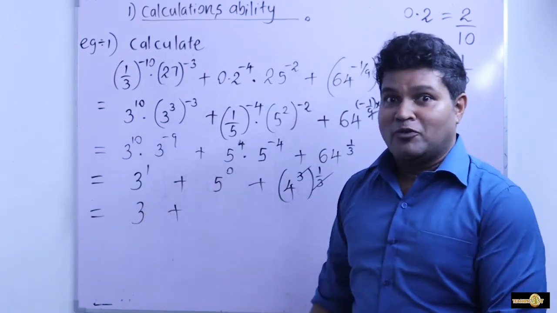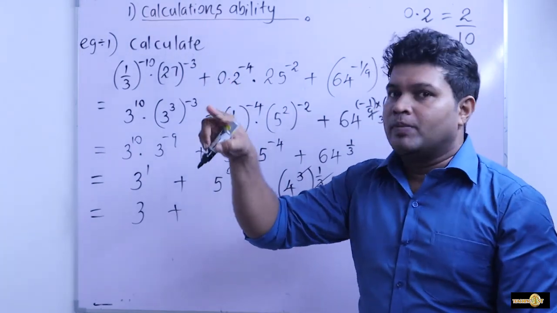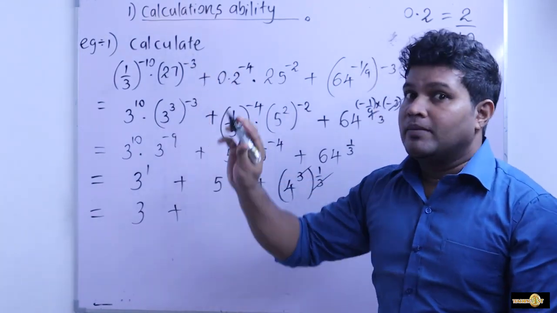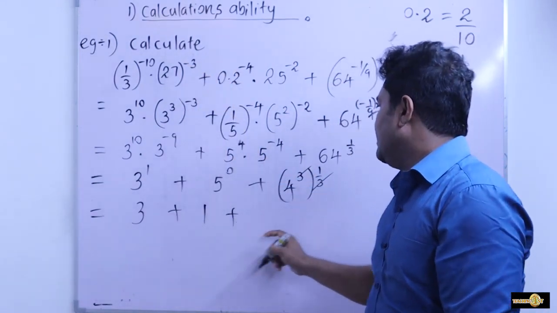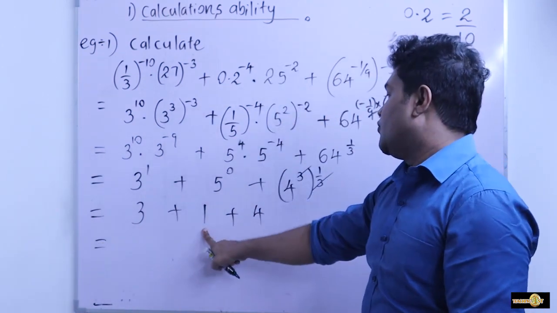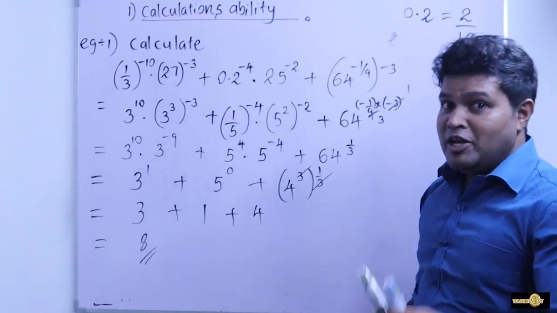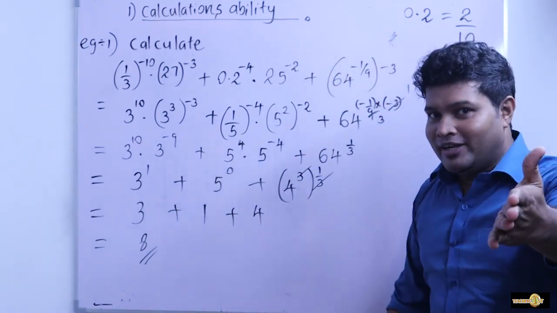And 5 to the power 0, is it 5? No. Any number to the power 0 is 1, you know that 8 to the power 0 is 1. Right? And 4 to the power 1 is 4. So what's the answer going to be? 3 plus 1, 4, 4 plus 4, 8. This is the answer for the question. Then you better check with the answer you got. Right, okay.